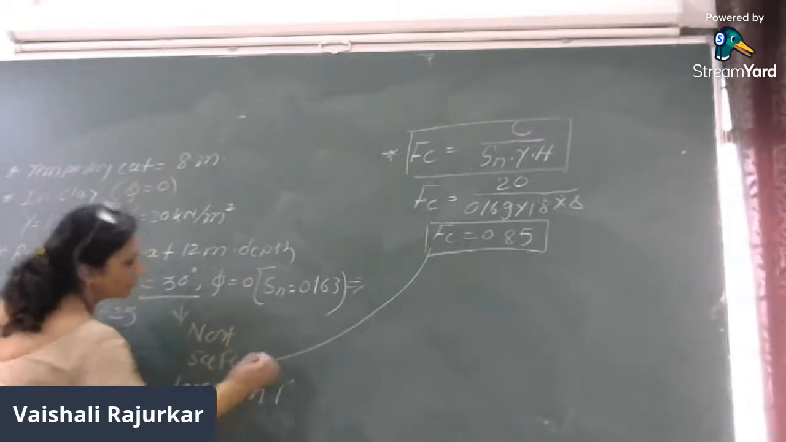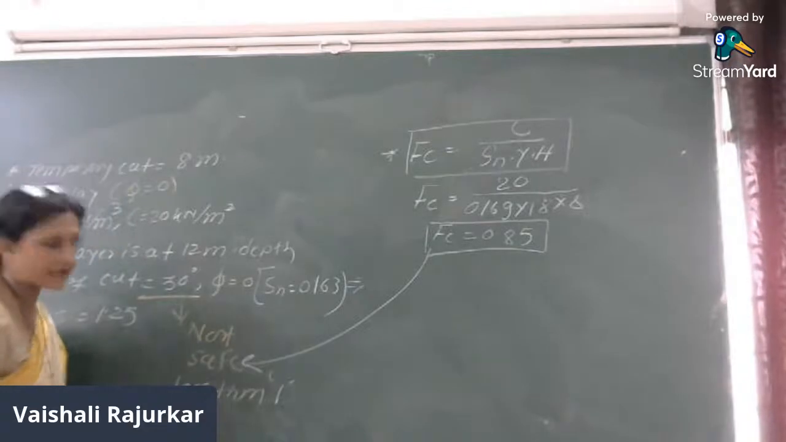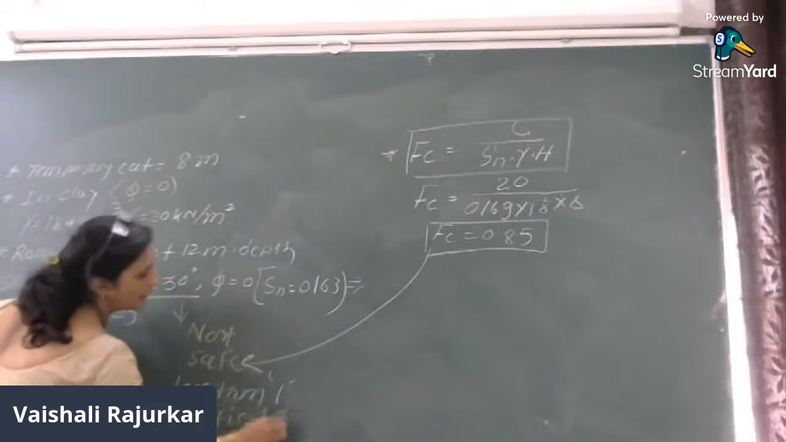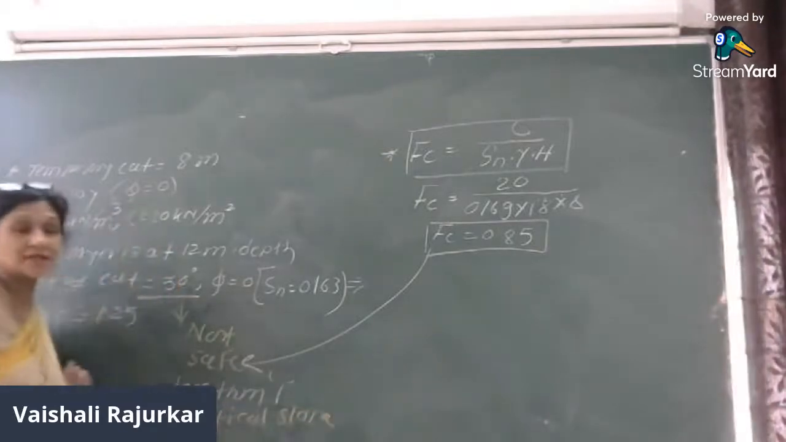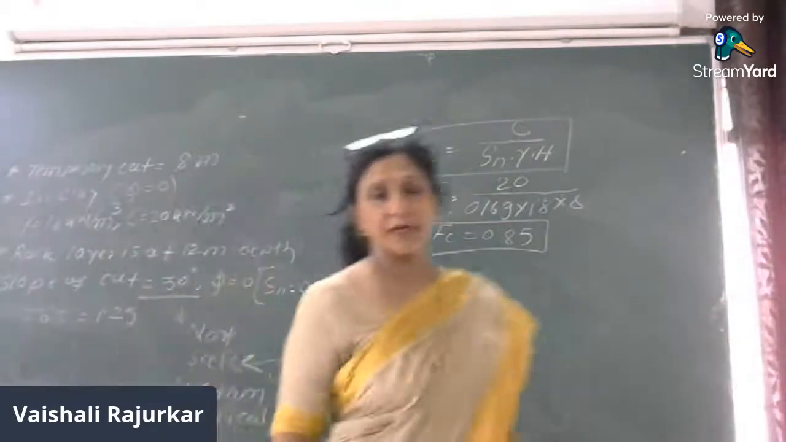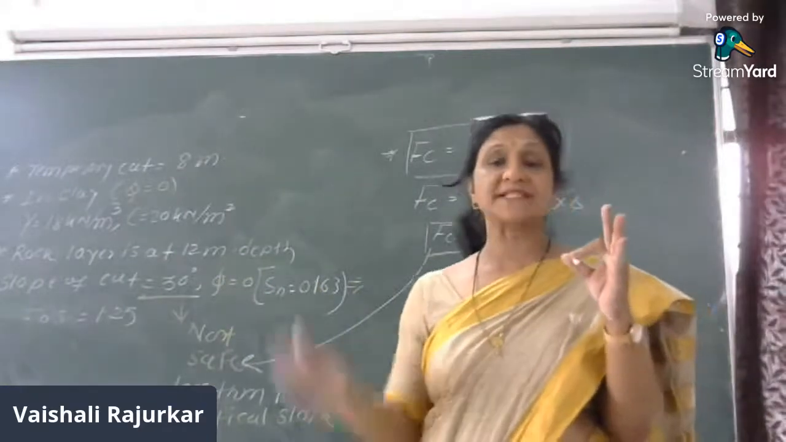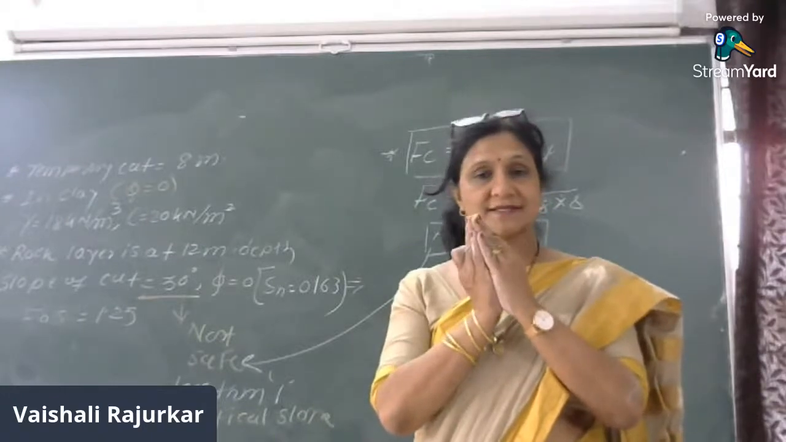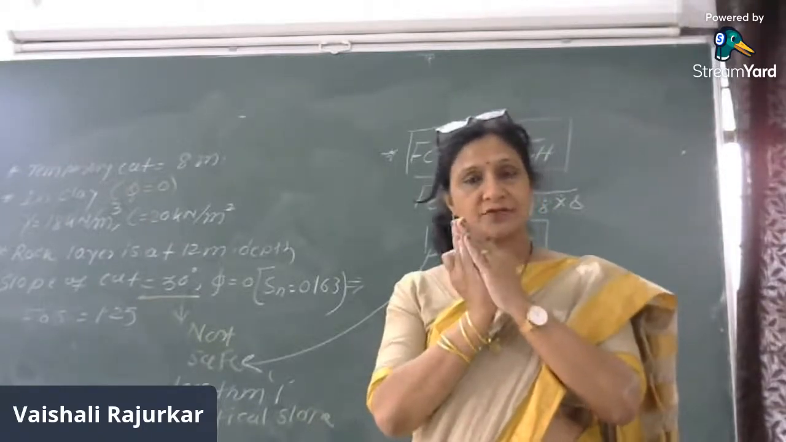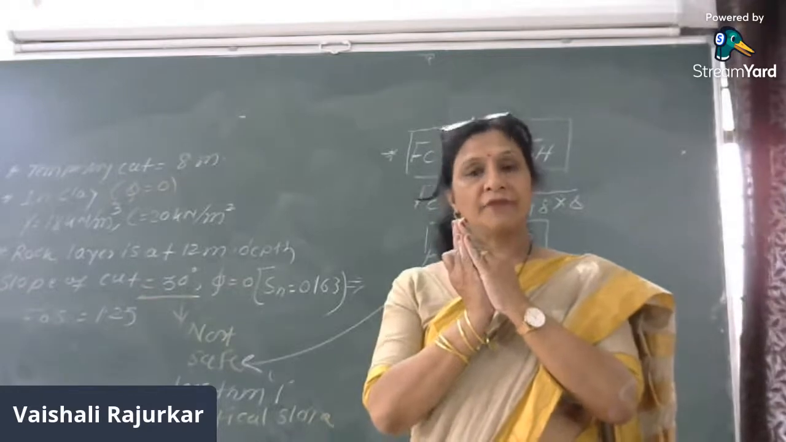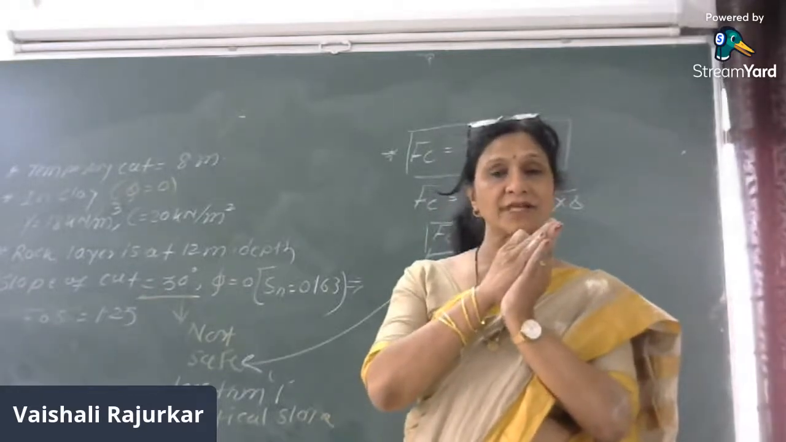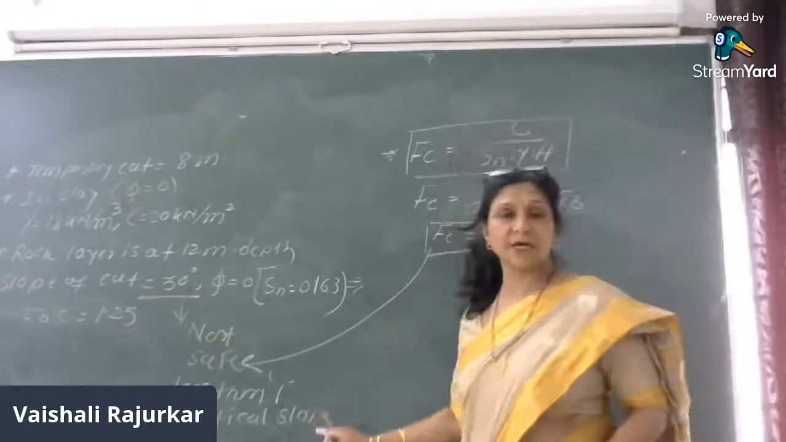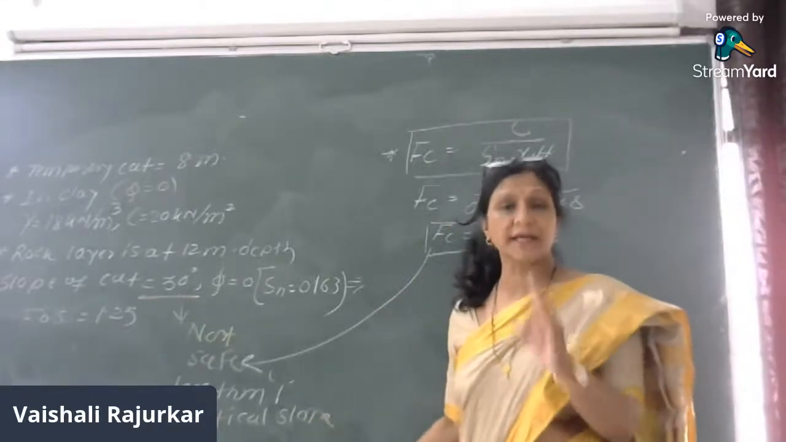Less than 1. Even 1 is not the same. 1 is a critical slope. A critical slope means the soil is at the verge of failure, meaning whatever the strength of the soil, the same is the stress on the soil, and therefore a small increase in the stress or a small reduction in the strength may cause failure. Where the factor of safety is 1, that slope is considered a critical slope.